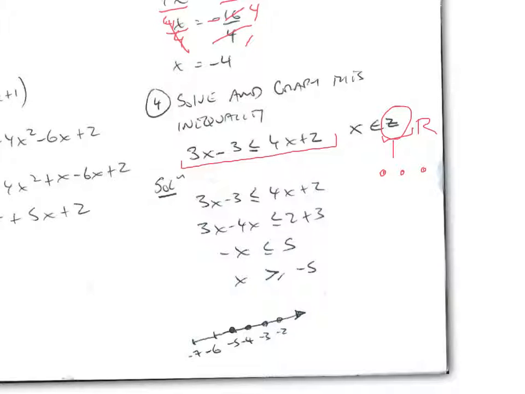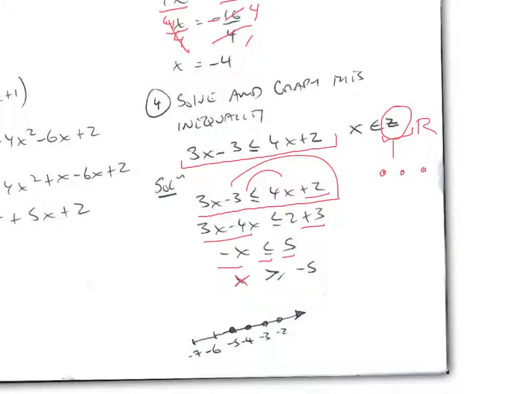Okay, so we'll start off by writing out the inequality. 3x minus 3 is less than or equal to 4x plus 2. So that means that 3x minus 4x is less than or equal to 2 plus 3. So 3x minus 4x is minus x. That's less than or equal to 2 plus 3, which is 5. We don't want our solution to be minus x. We want this to be plus x.